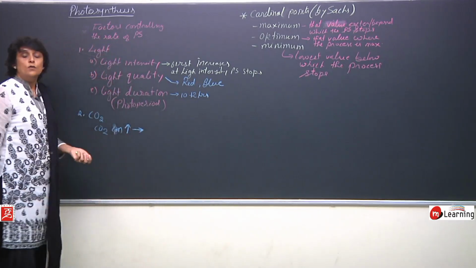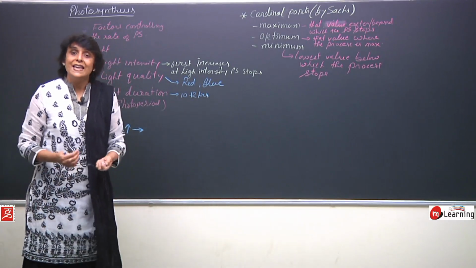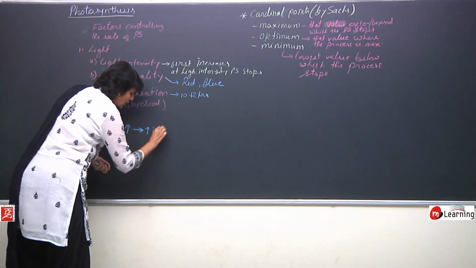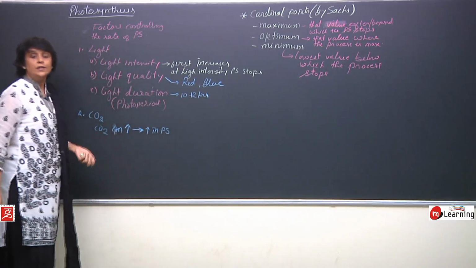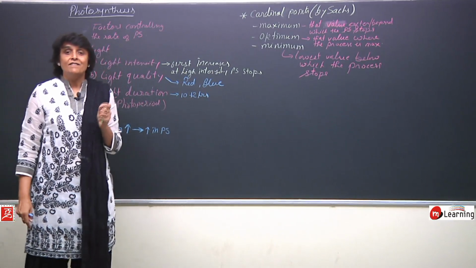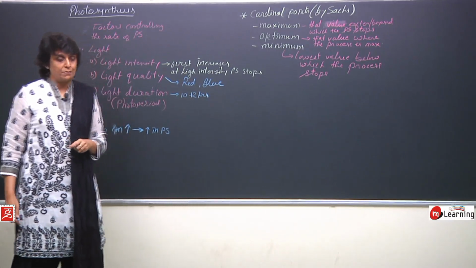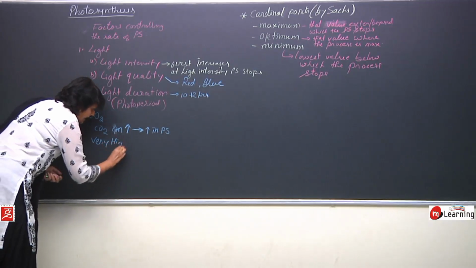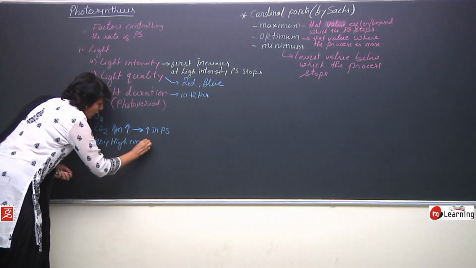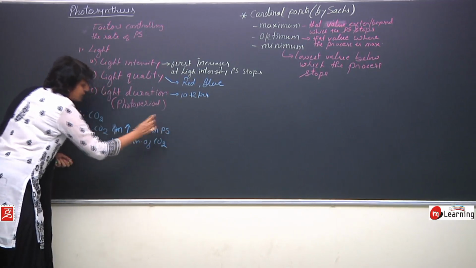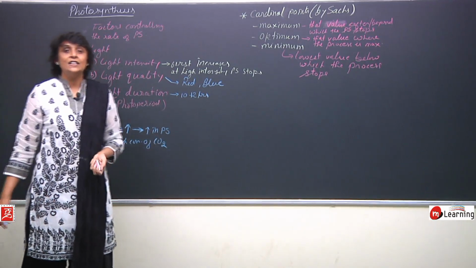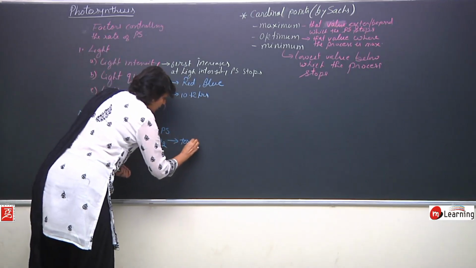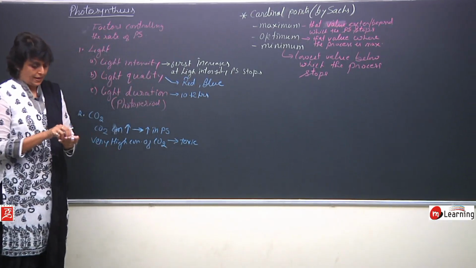For some time, photosynthesis will increase. So, an increase in photosynthesis will take place. But a very high concentration of carbon dioxide acts as a toxin. It is toxic to the plant.